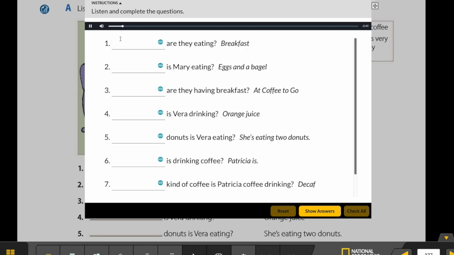One, what are they eating? 2. What is Mary eating? 3, where are they having breakfast? 4. What is Vera drinking? 5, how many donuts is Vera eating? 6. Who is drinking coffee? 7, what kind of coffee is Patricia drinking? 8. Why are they smiling?